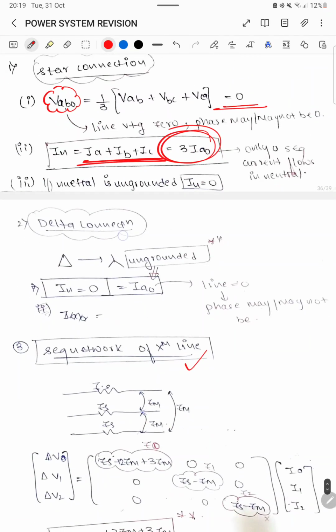Fine. Now let's say the connection is delta connected. We will convert that delta to star but ungrounded. So naturally, since it is ungrounded, IN is going to be 0. IN and IA zero sequence components are going to be 0. These are line values, so the line current is going to be 0. Phase values may or may not exist.